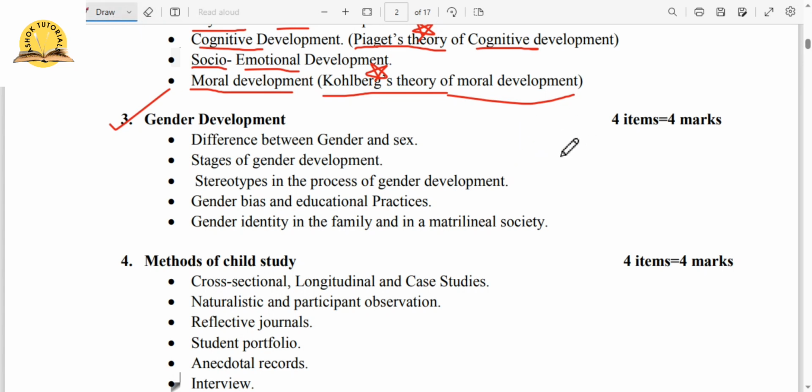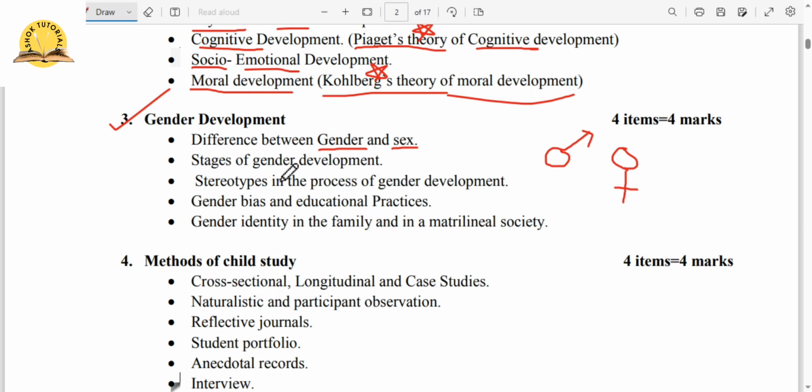So this is the symbol we use to relate to male. All right, and this is the symbol we use in order to represent a female. All right, male, female. So here we will be learning about male and female. So the difference between gender and sex. What is the difference between gender and what is the difference between sex? These two things we'll be learning in this particular unit.